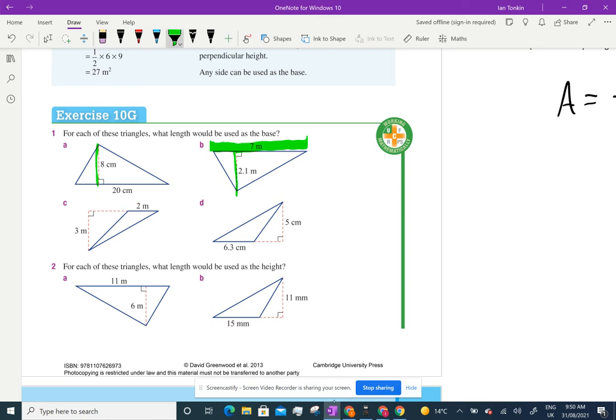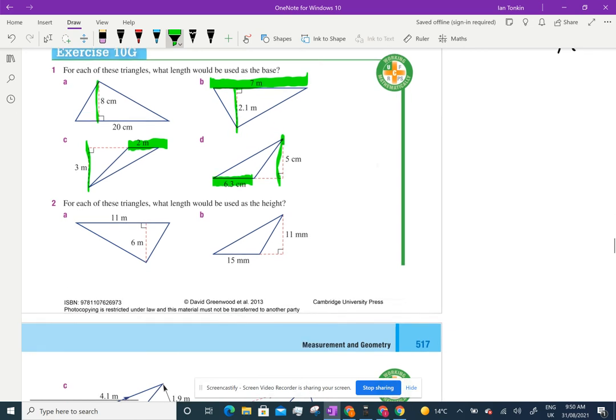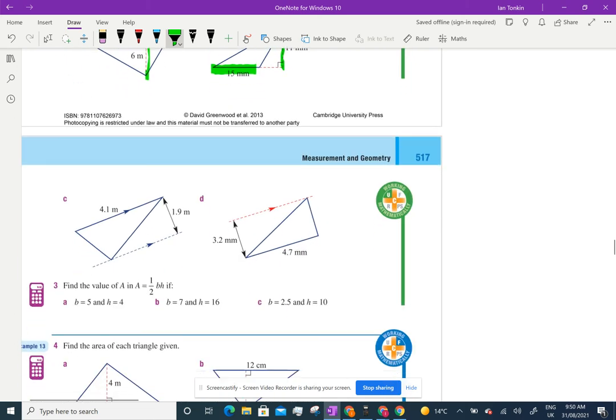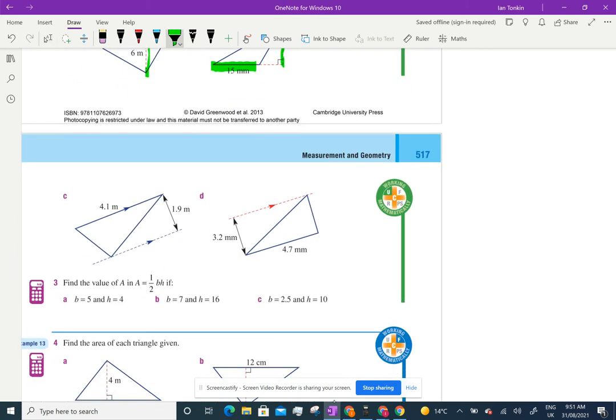Here, in C, the base is 2 and the height, always look for that little right angle, is 3. See if you can do D before I do it. Well, there's your base and there's your height. Doesn't matter if it's upside down or turned, rotated to the side. So here, there's your base, there's your height. There's your base, there's your height. Make sure you can do them. Here, there's your base, there's your height.